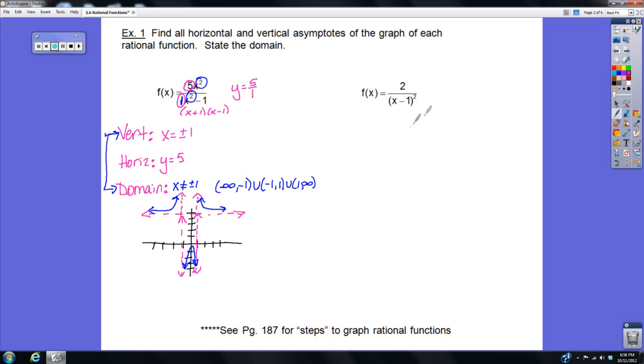Alright, so let's move over here to the next one. Let's try the same thing. Let's list the vertical, horizontal, domain, and I am also going to give you a little rough sketch of the graph.